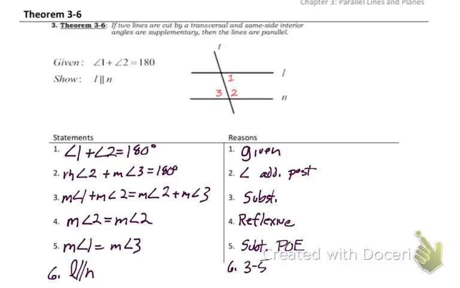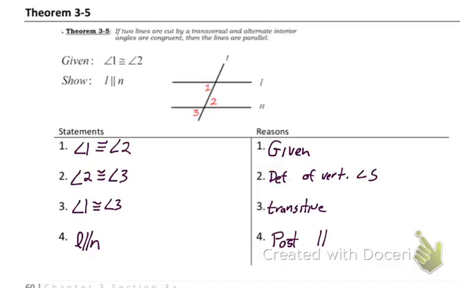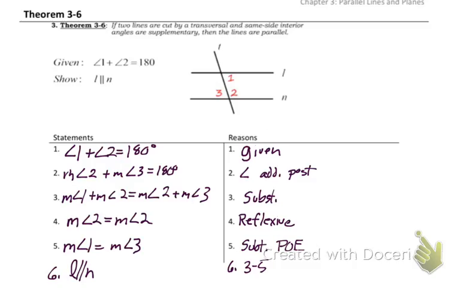But did I put the wrong one? 3.5 or 3.6? Oh, wait, 3.5. Oh, you flipped pages. Okay. Because alternate interior angles. Yeah, sorry. It says 3.6. Or you could just say alternate interior angles are congruent. I would understand what theorem you're using then.